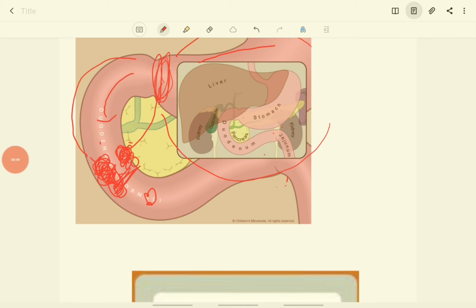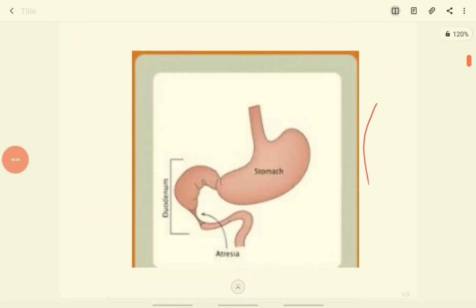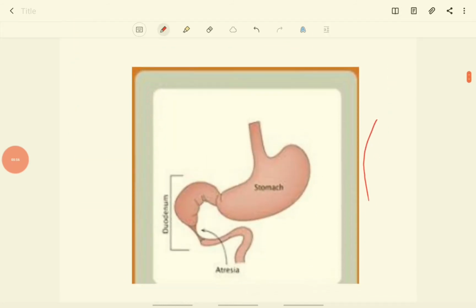Let's look at another image. In this image, we can see a duodenal atresia over here, and here they receive the bile. So when they vomit, they will give out the bile.